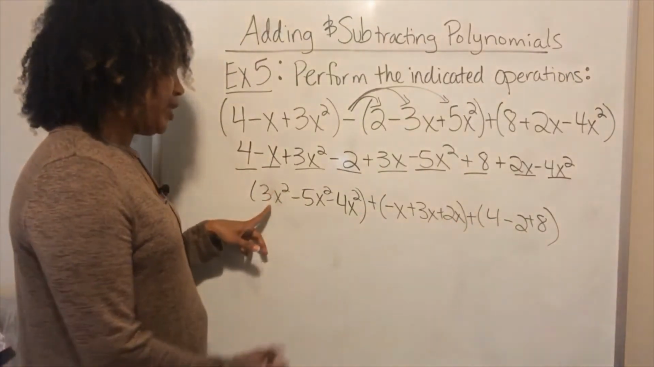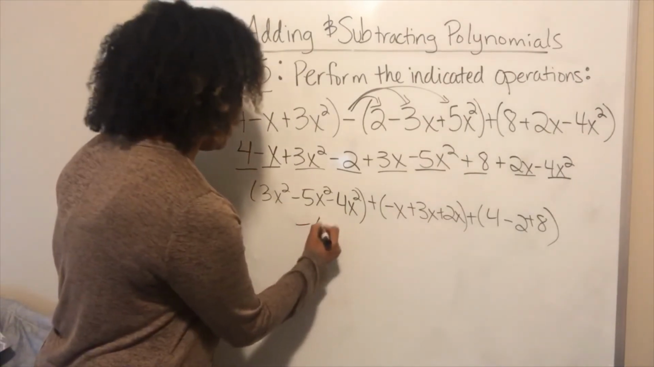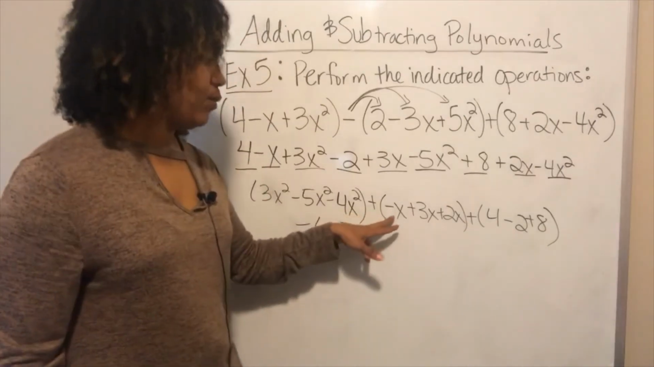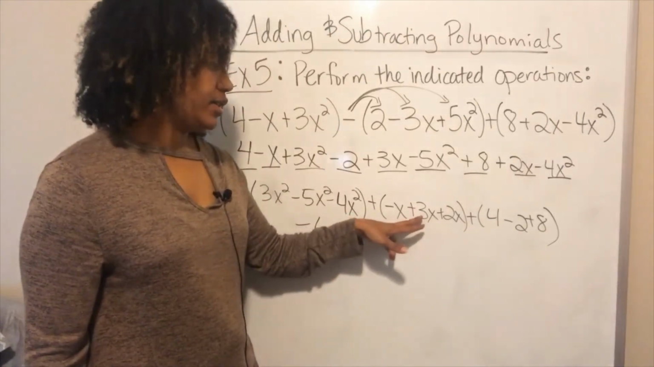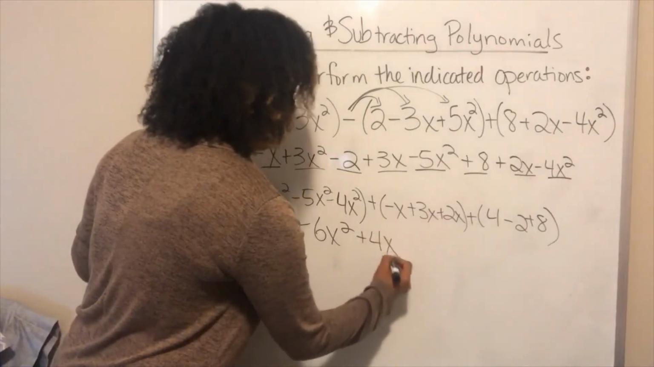So I have 3 minus 5, which is negative 2. Negative 2 minus 4 is a negative 6. So this will be a negative 6x squared. Negative 1 plus 3 is 2. 2 plus 2 is 4. So that will be a positive 4x.